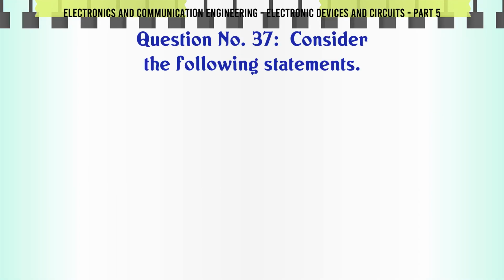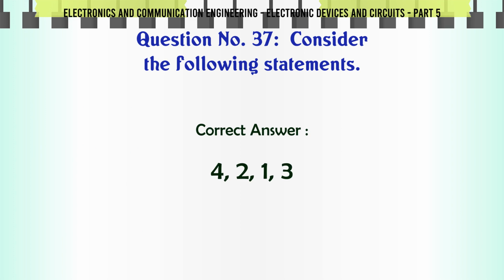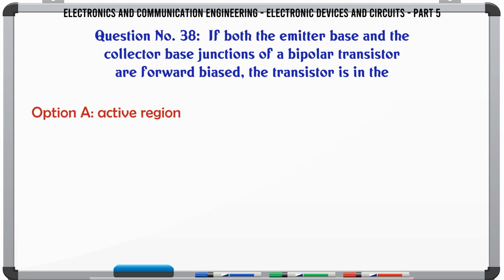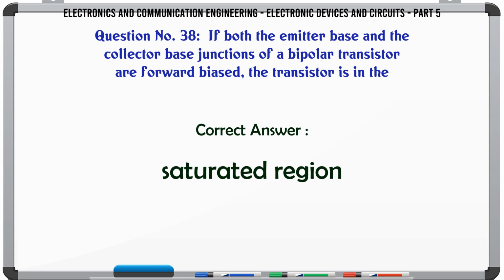Consider the following statements. A. 2431. B. 2413. C. 4213. D. 3231. The correct answer is 4213. If both the emitter base and the collector base junctions of a bipolar transistor are forward biased, the transistor is in the A. Active region. B. Saturated region. C. Cut-off region. D. Inverse mode. The correct answer is saturated region.